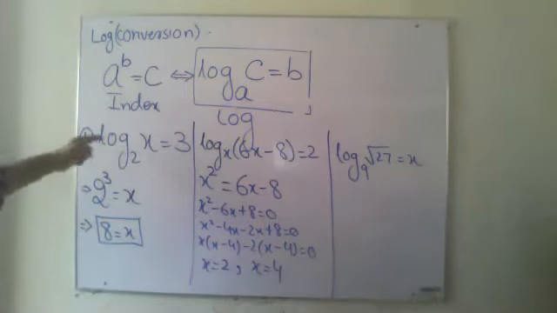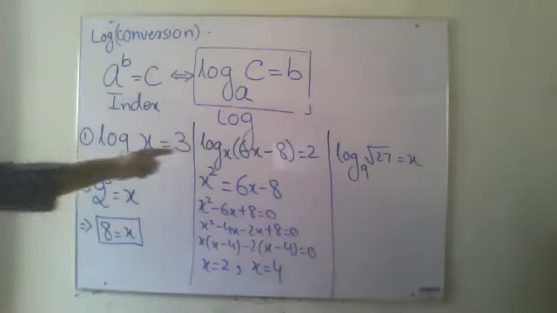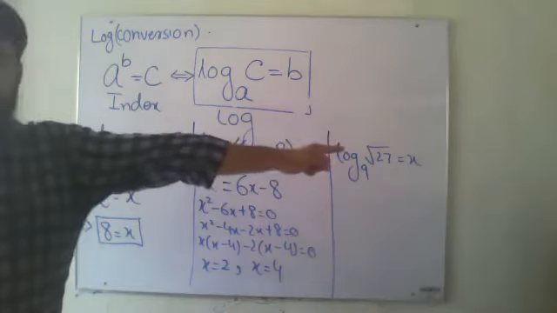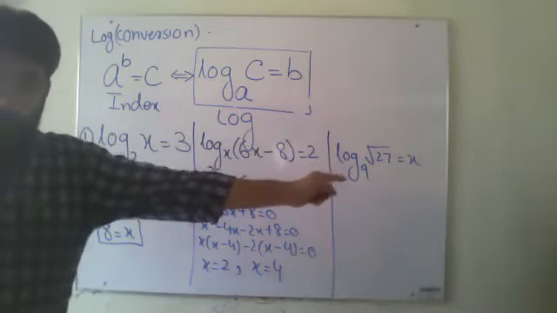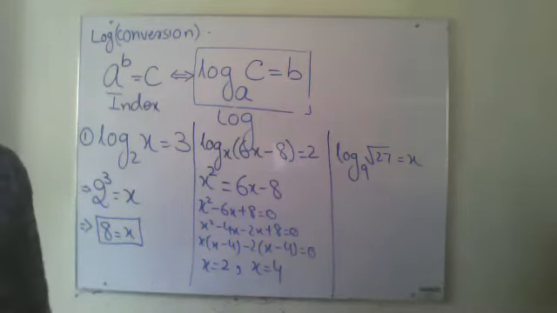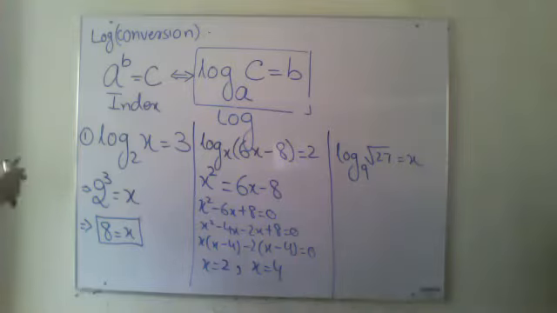Over here, x was the multiple. Over here, x was the base. And over here, x is the answer in the log equation. These are the three types of question which you can have in your solutions. So that's why I'm solving them side by side.